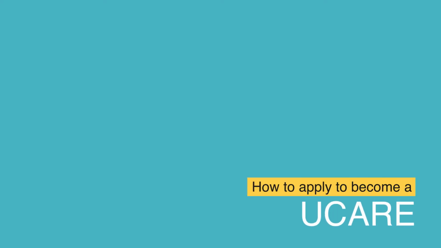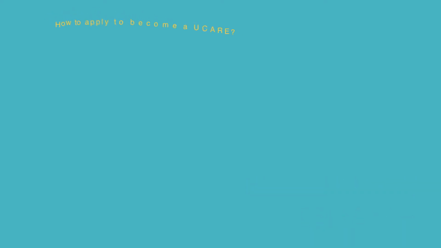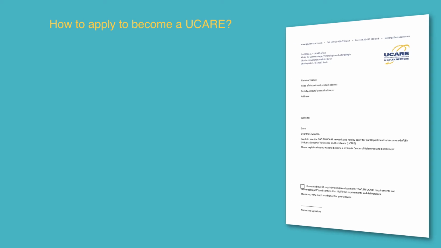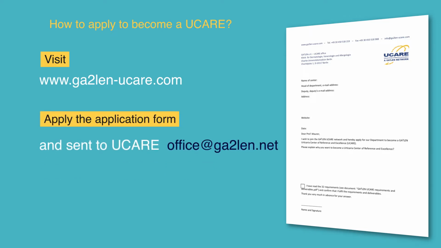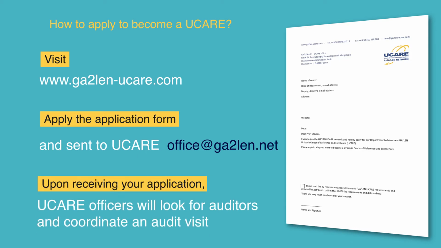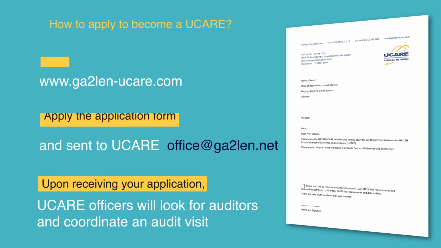How to apply to become a UCARE. If you want to become a UCARE member, we would like to give you some information about the application process. First of all, please fill out the application form and send it to the UCARE office. Upon receiving your application, we will look for auditors and coordinate an audit visit.